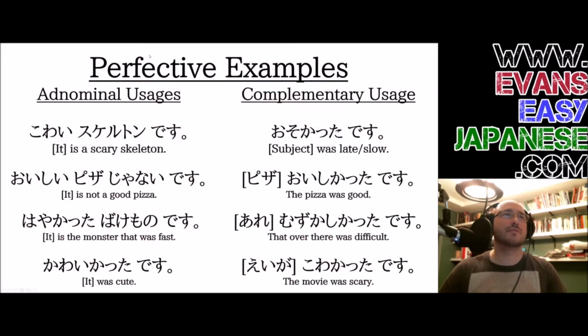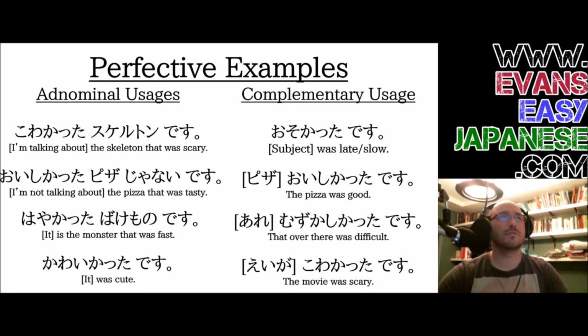All right, let's check out some perfective examples as an adnominal. So, kawaii skeleton desu. This isn't perfective. All right, here we go. We got some perfective examples. The adnominal usages on the left and the complementary usages on the right. Let's look at the left sentences first.